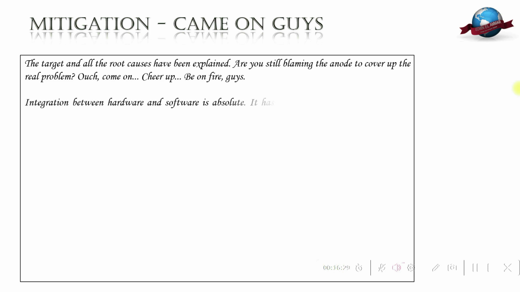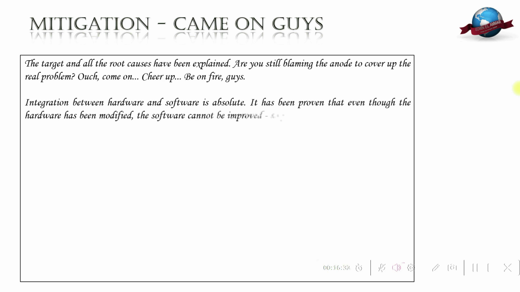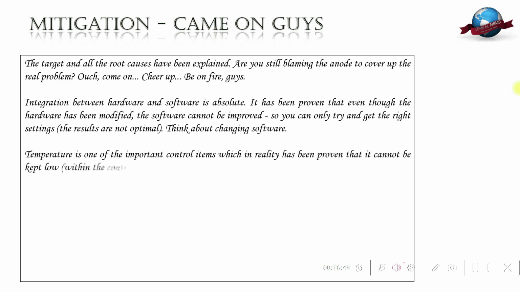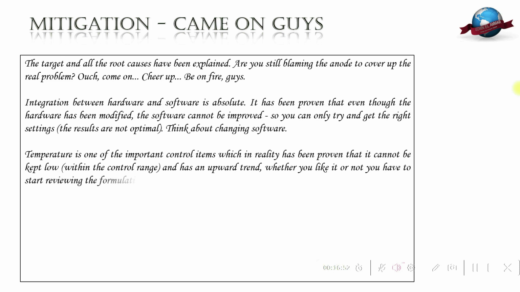Integration between hardware and software is absolute. It has been proven that even though the hardware has been modified, if the software cannot be improved, you can only try to get the right settings and the results are not optimal. Think about changing software. Temperature is one of the important control items which in reality has been proven cannot be kept low, within the control range, and has an upward trend. Whether you like it or not, you have to start reviewing the formulation and dosage of aluminium fluoride charging.